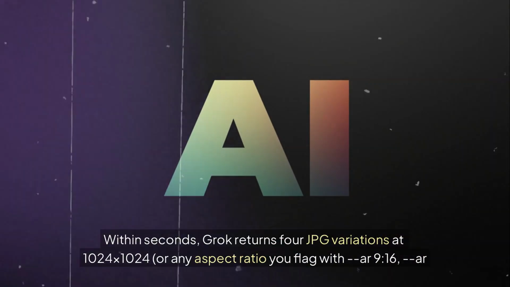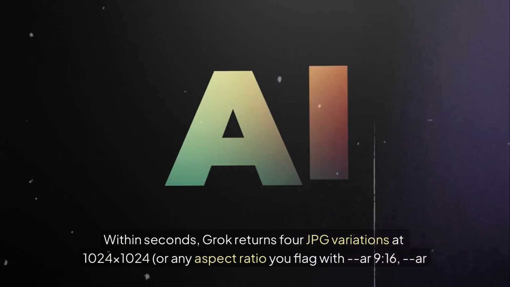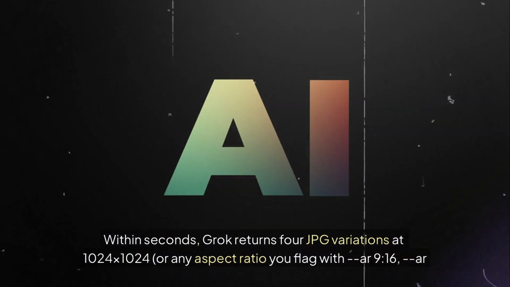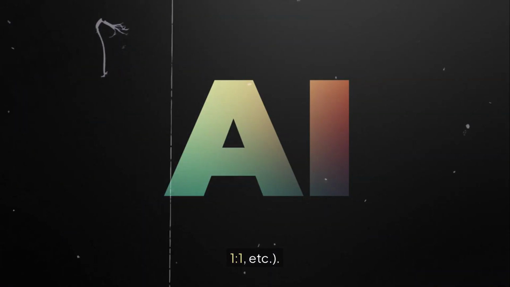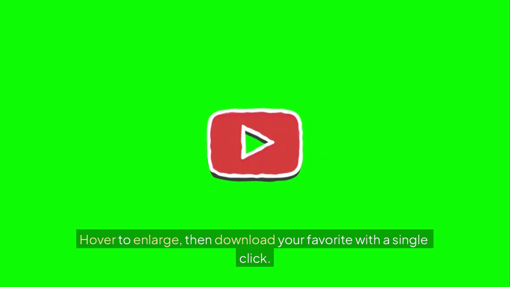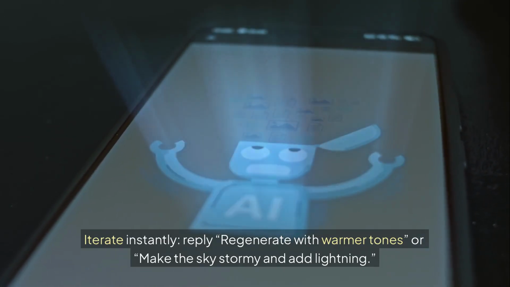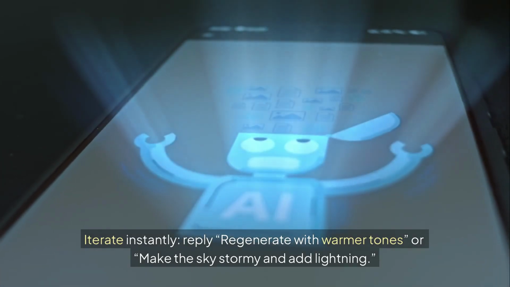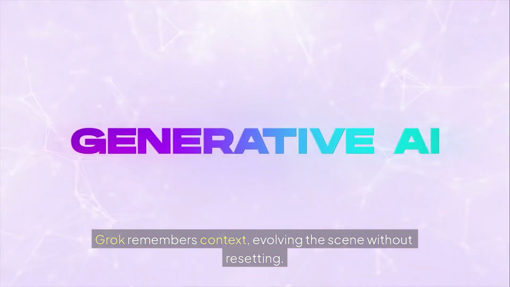Within seconds, Grok returns 4 JPG variations at 1024x1024, or any aspect ratio you flag with AR 9:16, AR 1:1, etc. Hover to enlarge, then download your favorite with a single click. Iterate instantly. Reply, regenerate with warmer tones, or make the sky stormy and add lightning. Grok remembers context, evolving the scene without resetting.